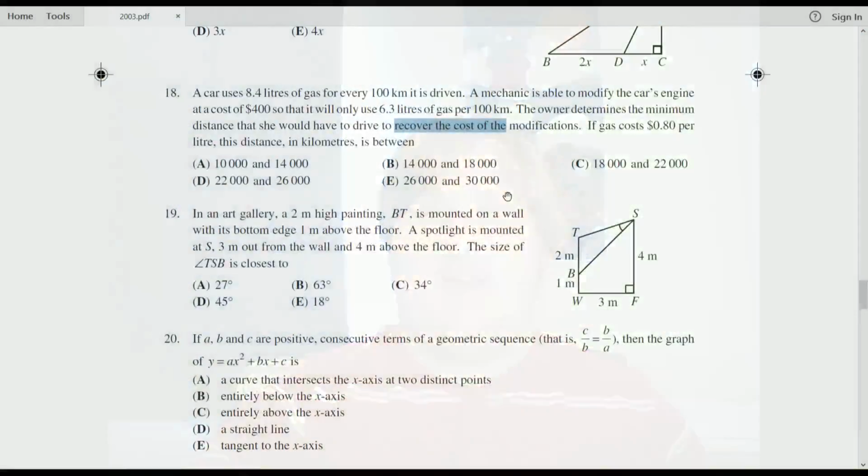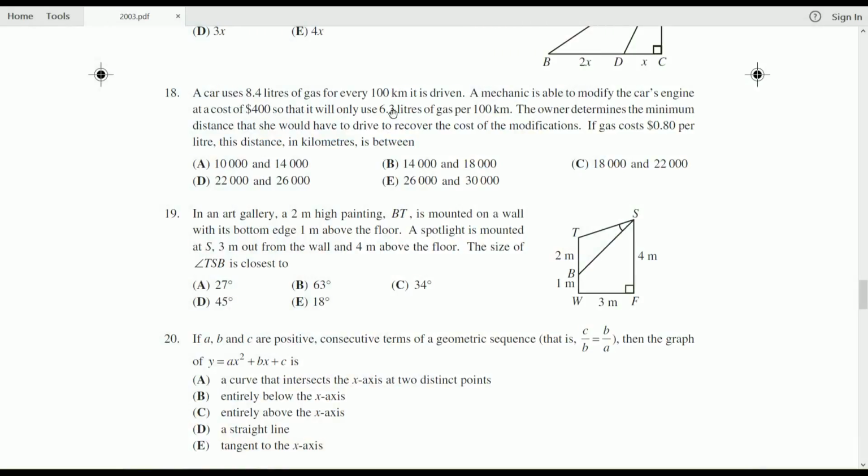Yeah. So if the gas costs 80 cents per liter, this distance in kilometers is between, okay, we have a range here. So I'm suspecting that since we're given a range, we might need to grab our trusty calculator, because there might be an expression we just need to calculate, and it'll fall into one of these ranges here.